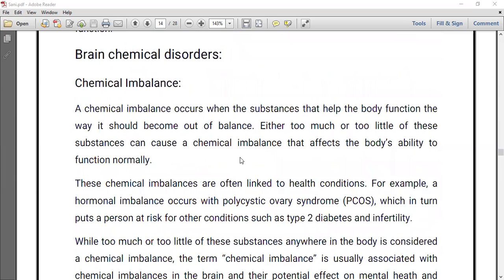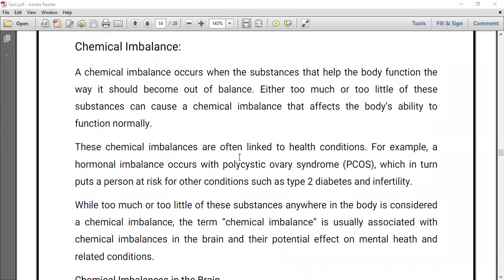Now I am discussing brain chemical disorder. Chemical imbalance and brain disorder are the same. Chemical imbalance occurs when the substances that help the body function the way it should become out of balance. Either too much or too little of these substances can cause a chemical imbalance that affects the body's ability to function normally. These chemical imbalances are often linked to health conditions.